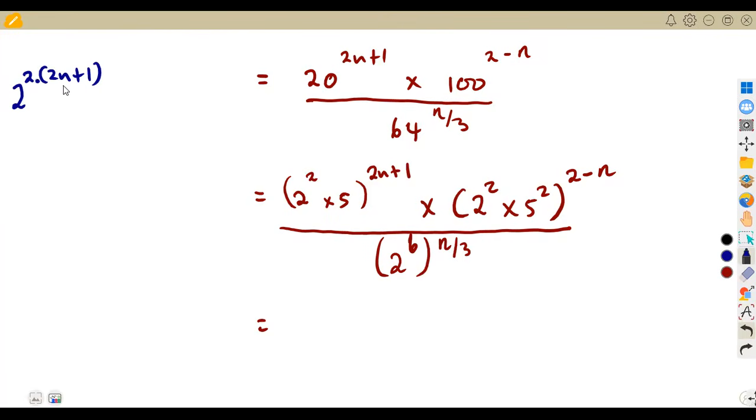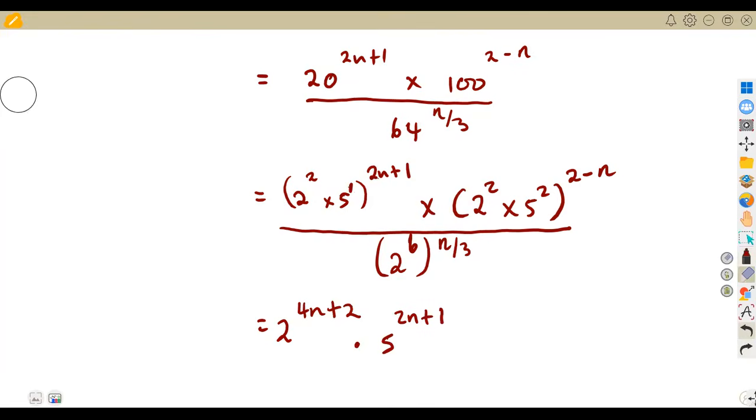Exponent and exponent multiplies each other. So this will be 2 to the exponent of 2 times 2, which is 4n, 2 times 1, which is a 2. So that will be 2 to the exponent of 4n plus 2. The 5 is same as 1. So it's just going to multiply 1 times this. So this 5 is just going to remain as it is. So that will be 5 to the exponent of 2n plus 1.